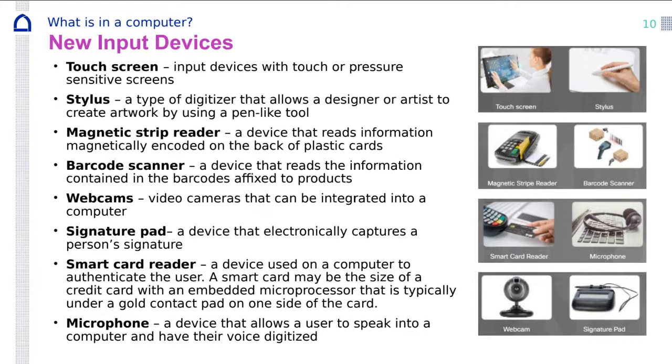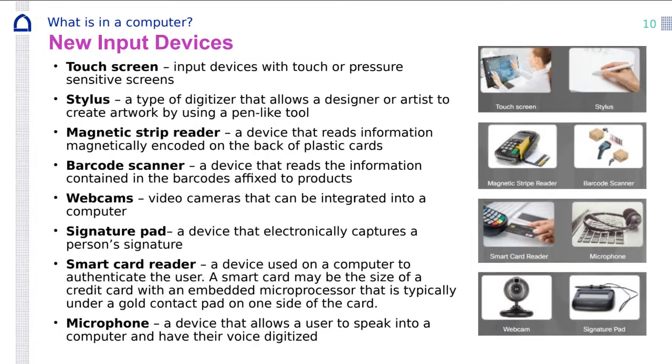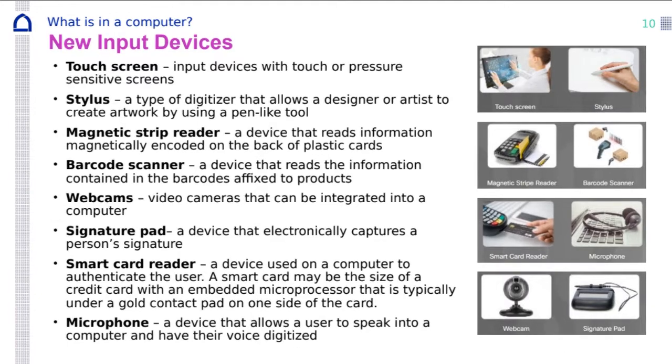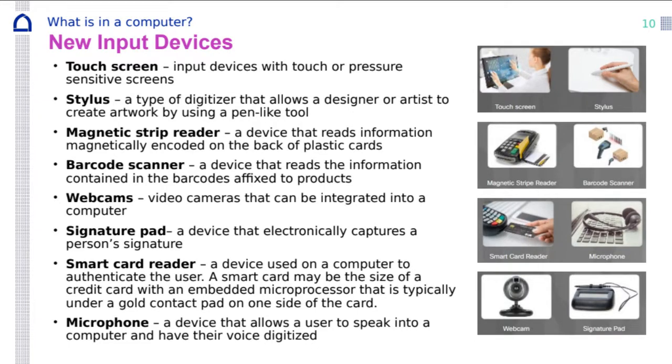Some of the newer input devices include the touch screen. So the touch screen is an input device with touch or pressure sensitive screens. We have the stylus, which is a digitizer. We have the magnetic strip reader, barcode scanner. You know the barcode scanner, you see this in the library. Webcams, signature pad, smart card reader, microphone. So these are all input devices.